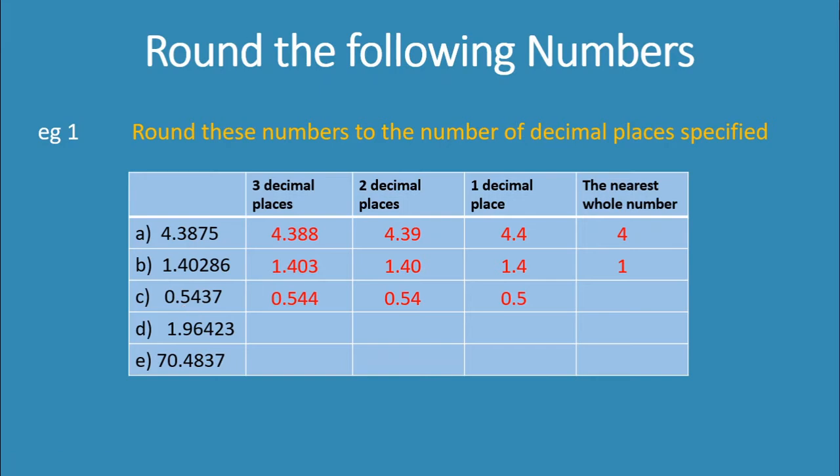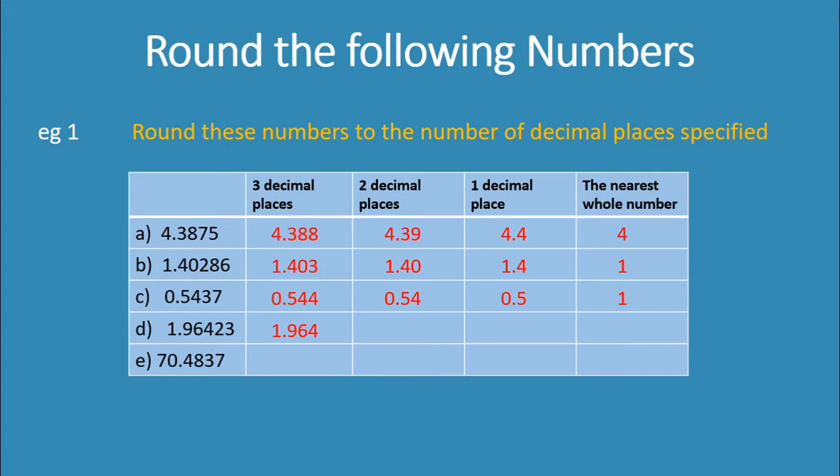And finally, to a whole number, right now the units position has a 0 in it, but we have a 5 next to that, so that 5 is going to make that 0 round up to 1. Next, question D, rounding to 3 decimal places. In the third decimal place, in the thousandths position, we have a 4. With a 2 next to it, that 4 is not going to change, so that's going to be 1.964.